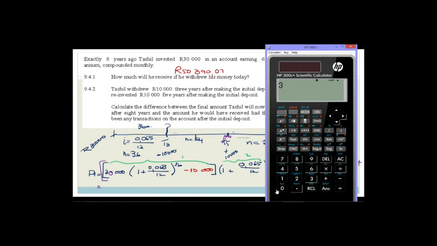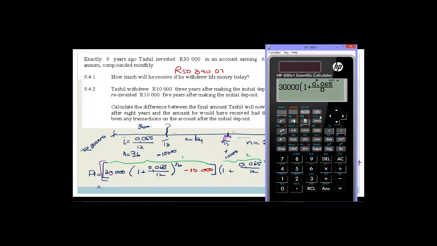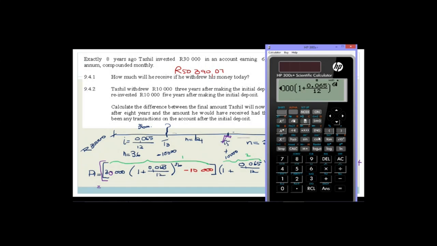So we're going to take 30,000, and we're going to multiply it by 1 plus a fraction of 0.065 all over 12 to the power of 36. Okay, so let's equal that. So that's this bit here.